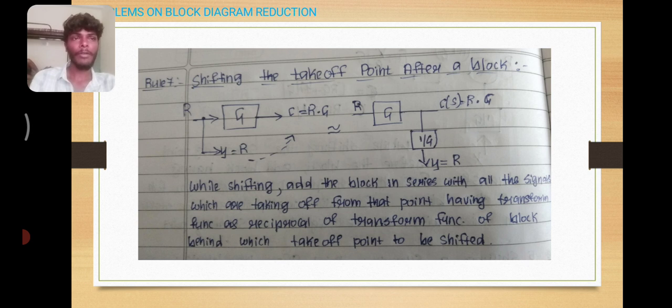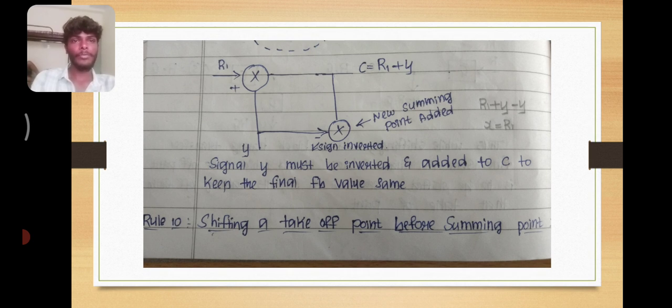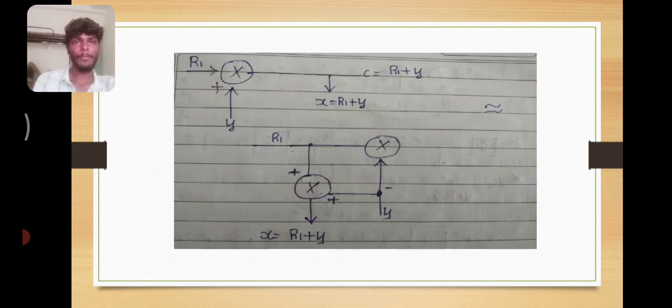Shifting the takeoff point after a block: add a block in series with all signals taking off from the point, having a transfer function that is the reciprocal of the transfer function of the block behind which the takeoff point is shifted. Removing of the minor feedback loop: for negative feedback, the formula is G divided by 1 plus GH. Shifting takeoff points after a summing point: signal Y must be inverted and added to C to keep the final value the same. And the last rule, shifting the takeoff point before a summing point.